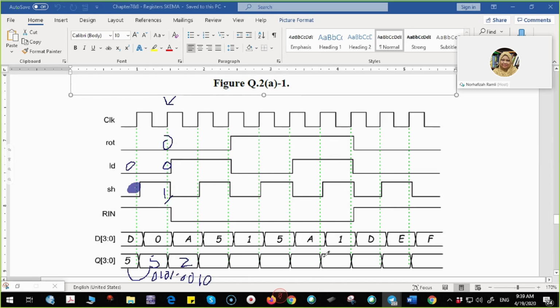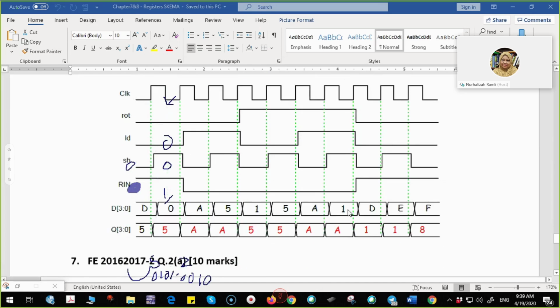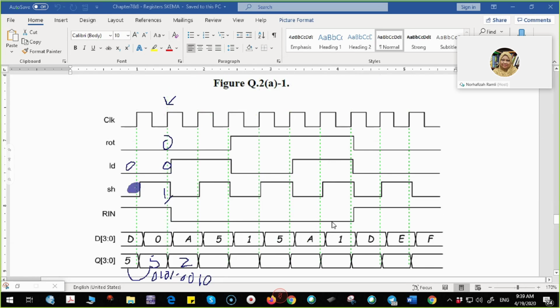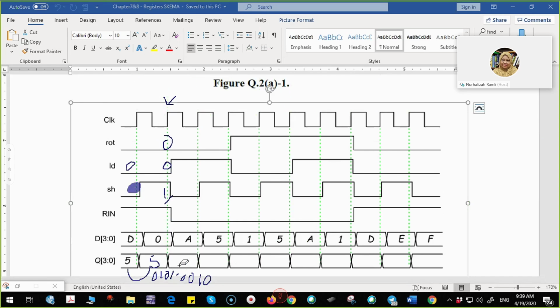I made a mistake. It's supposed to be A. How do we get A? 1, 0, 1, 0. That means this one is 5, this one is A. This is wrong. Tell me how do we get A here?